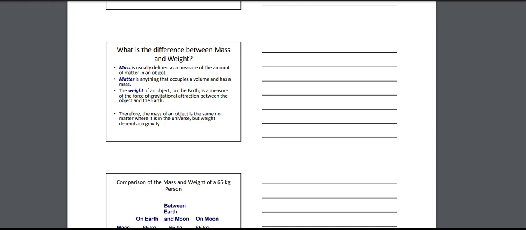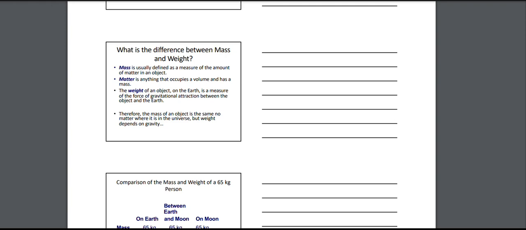Let's talk about definitions first. When it comes to mass, mass is actually defined as a measure of the amount of matter in an object. This might sound a little bit fancy, but basically what it means is the amount of material an object contains, that is considered the mass. Okay, matter is anything that occupies a volume and has a mass, anything. And when we say anything, that could be the room that you're sitting in and listening to this lecture, which has air that occupies everything in the room.